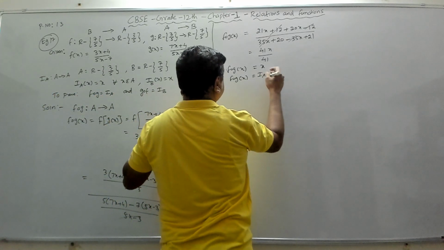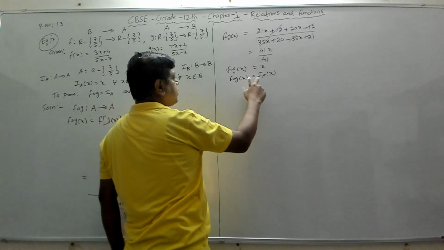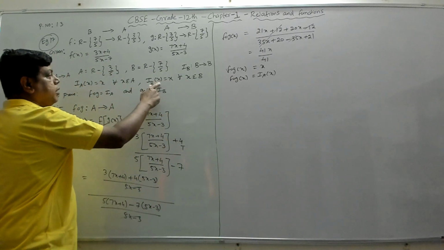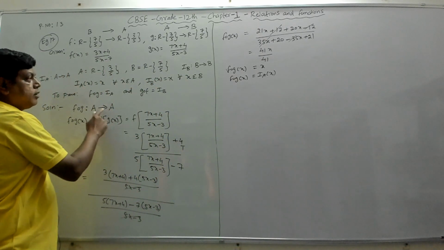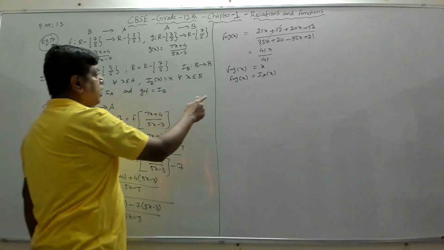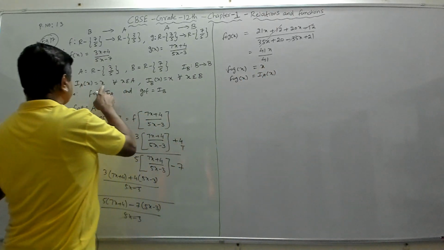Identity function, right? I of A of X is what? X. So which means we have F of G of X is equal to IA of X. We can also put X is IB of X, but the function is from A to A. F of G is a function from A to A. So I have to put IA of X.